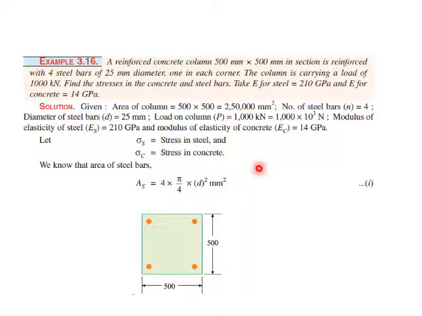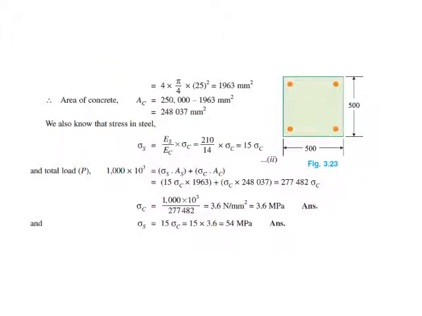Next, sigma S and sigma C are your question mark. P is given to you, that is 1000 kilonewton, convert in Newton, that is into 10 raised to 3. Okay, so let's see the solution now. Area for steel, as I said, 4 into pi by 4 d square, is 1963 mm square. Next, area for concrete. I am talking about concrete now. The total column area is 500 into 500. From this, I should subtract the area for steel, then I will get the area for concrete. Correct? If you subtract the steel bars from this entire area, then you will get the area for concrete. Correct?